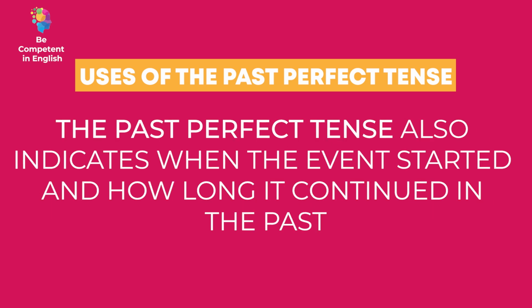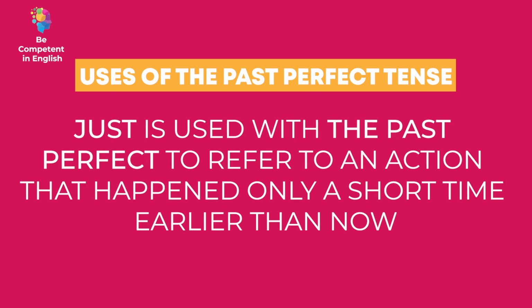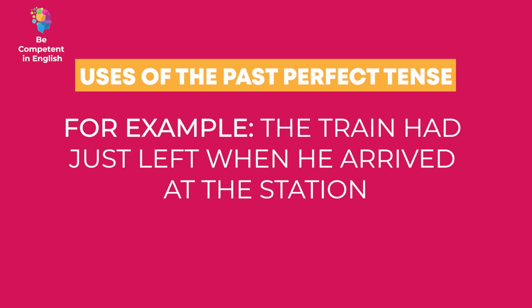The past perfect tense also indicates when the event started and how long it continued in the past. For example, he had lived in Paris for 5 years before he moved to Tokyo. Just is used with the past perfect to refer to an action that happened only a short time earlier than now. For example, the train had just left when he arrived at the station.